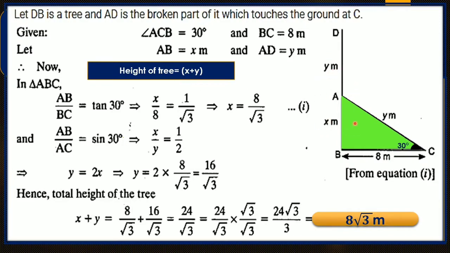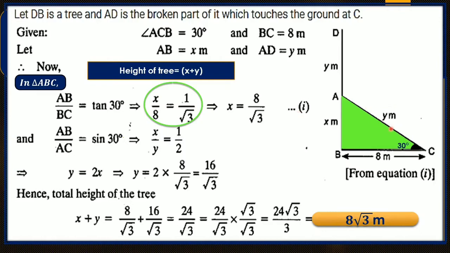Now we will consider this right angle triangle ABC. Now again the question is which ratio we will consider out of those 6 trigonometric ratios. So here you can observe this is perpendicular, this is base, and this is hypotenuse. So we have to find both the values, right? So perpendicular upon base, first of all we'll consider that is equal to tan theta. So tan 30 degree is equal to AB upon BC, that is perpendicular upon base. Just simply put the values. So x upon 8 is equal to 1 upon root 3, which gives x is equal to 8 upon root 3. Leave it as it is, give this as equation number first.